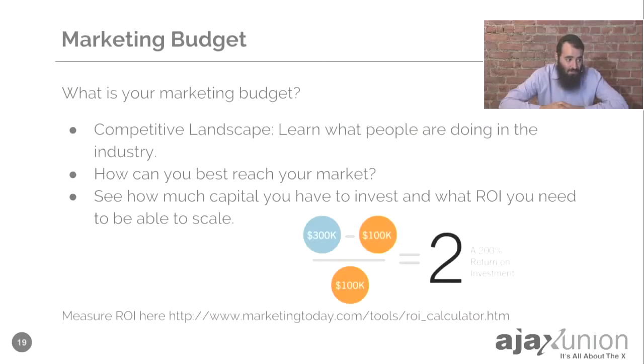Think about your budget. So how do you come up with a marketing budget? Well, there are many resources online that can help you come up with a marketing budget, but you have to understand that looking at your competitive landscape, learn what other people are doing in your industry, how much people are spending, and what they're getting out of it is super important. Doing the research. Think about how you can best reach your market. Sometimes you have to have a minimum budget in order for you to reach your market, and if you put too little money into it, it's just not going to work. You want to see how much capital you have to invest and what ROI you need to be able to keep scaling. Some people say, I want to grow. And I ask them, can you afford to grow?